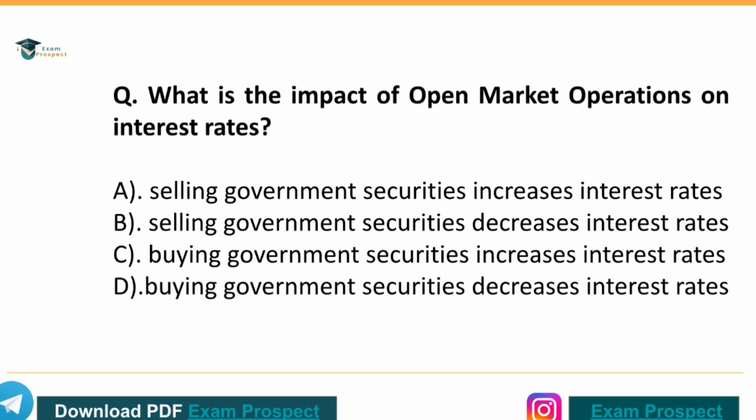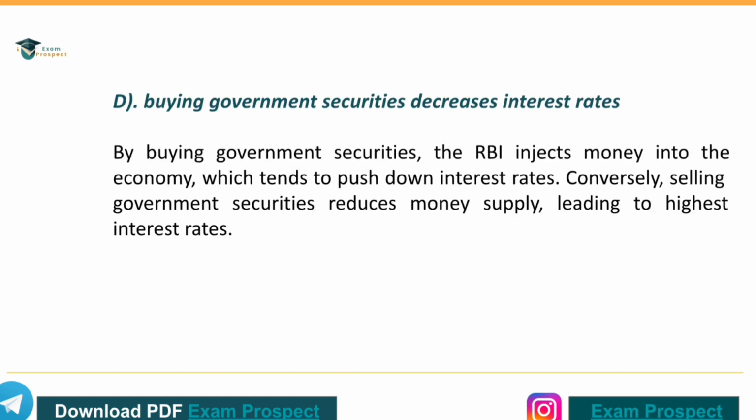Next question. What is the impact of open market operation on interest rates? Correct answer is option D. Buying government securities decreases interest rates. By buying government securities, the RBI injects money into the economy, which tends to push down interest rates. Conversely, selling government securities reduces money supply, leading to higher interest rates.